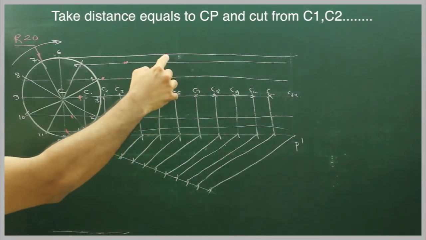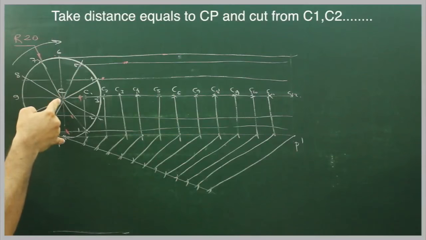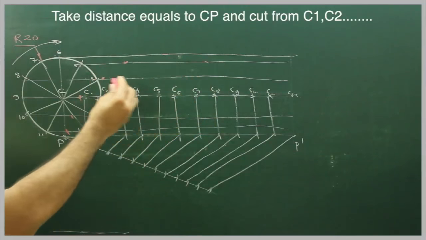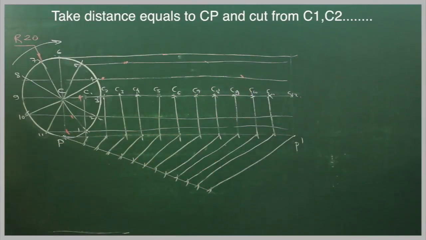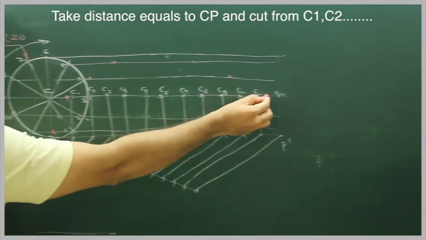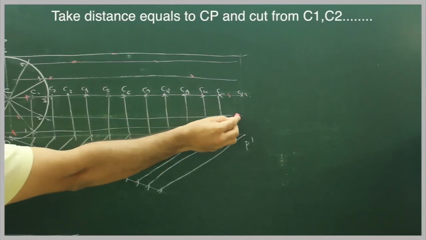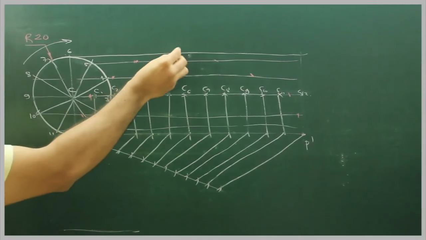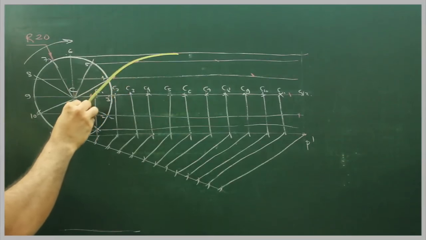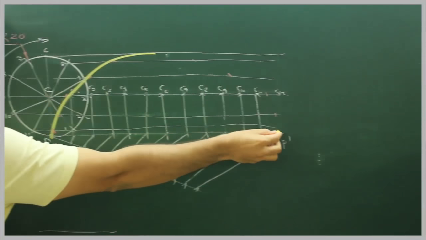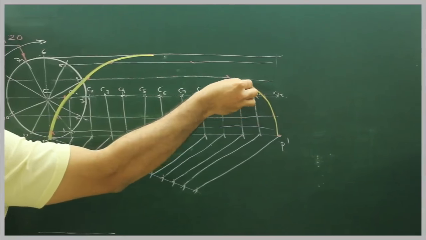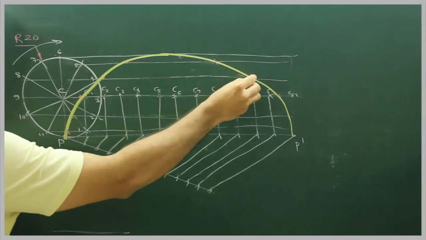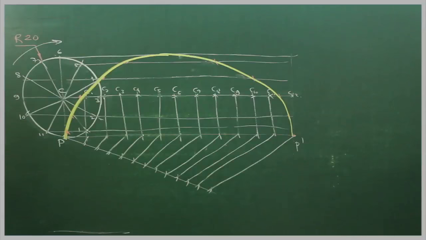Same way, you keep on doing this, maintain the same radius CP. From C6 you have cut, now from C7, same way, from C8, then from 9, and from 10 you have cut, and from 12 you have cut, you get this point. Then join all these points. So we get the required cycloid.